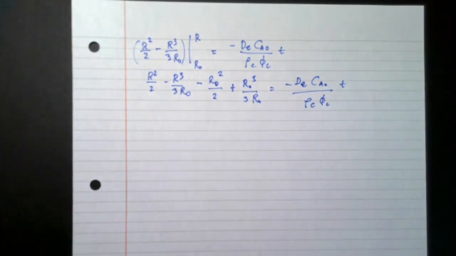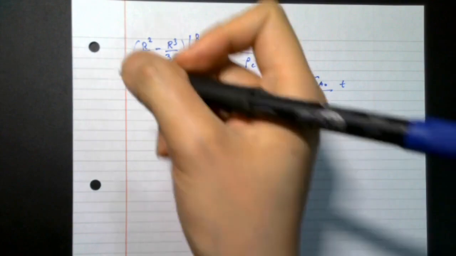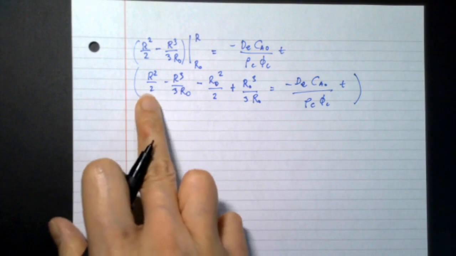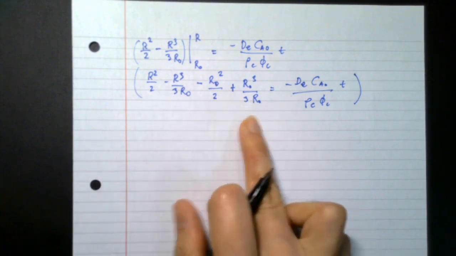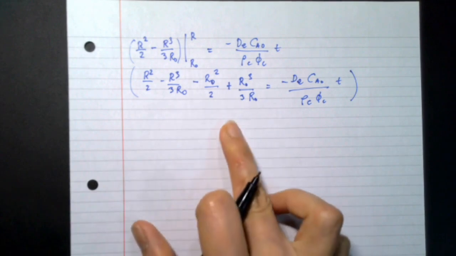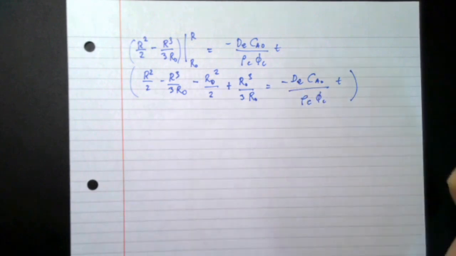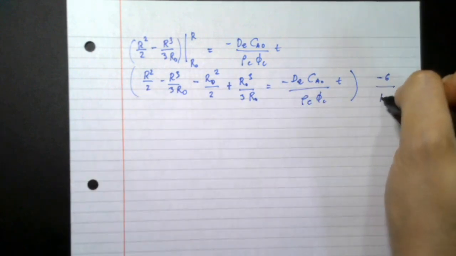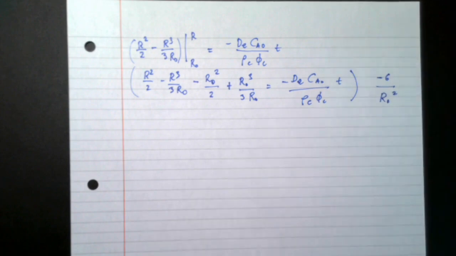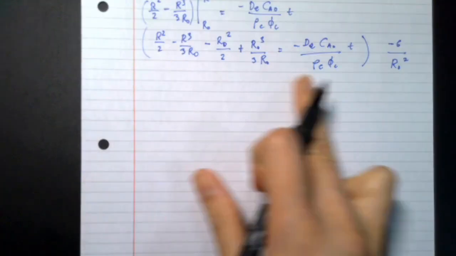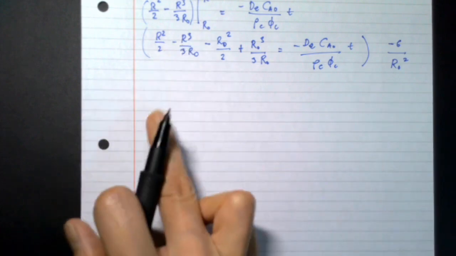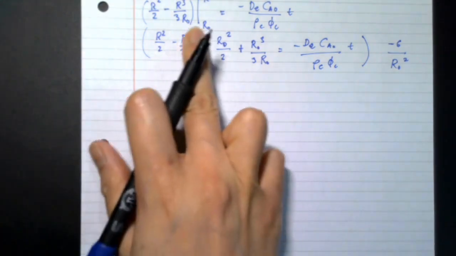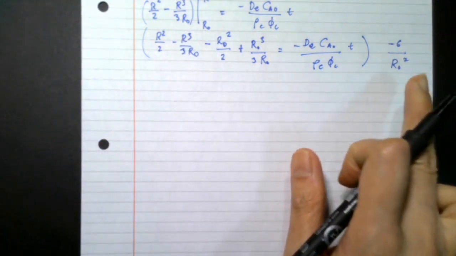times T. What I can do to tidy this up is multiply each term. So there's a common factor here, the denominator, 6. And I don't want the negative sign here, so I'll multiply each term by negative 6, and then I'll have R naught squared here. I would like to rearrange it so that I'll have the term with the highest exponent first with respect to R. So this one first, so I multiply this by negative 6 over R naught squared.